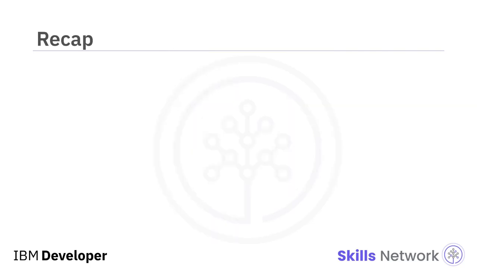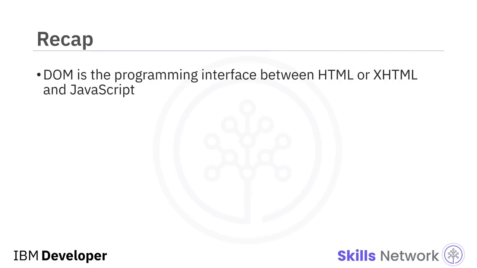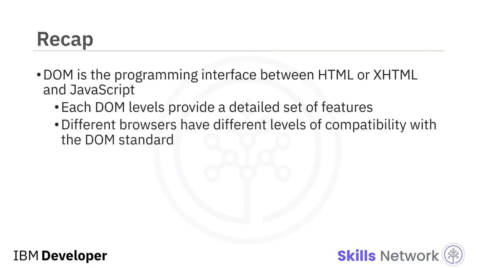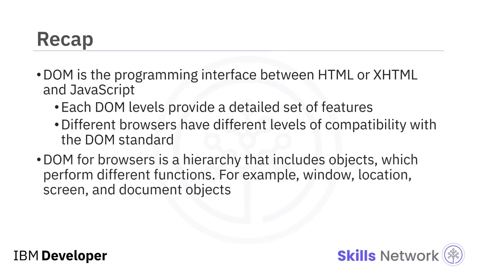In this video, you learned the Document Object Model, or DOM, is the programming interface between HTML or XHTML and JavaScript. Each successive level of the DOM provides a more detailed set of features for describing structured documents. Different browsers have different levels of compatibility with the DOM standard. The basic DOM for browsers is a hierarchy that includes objects that perform different functions. For example, the window object controls the environment of the document. The location object contains information about the URL of the page.